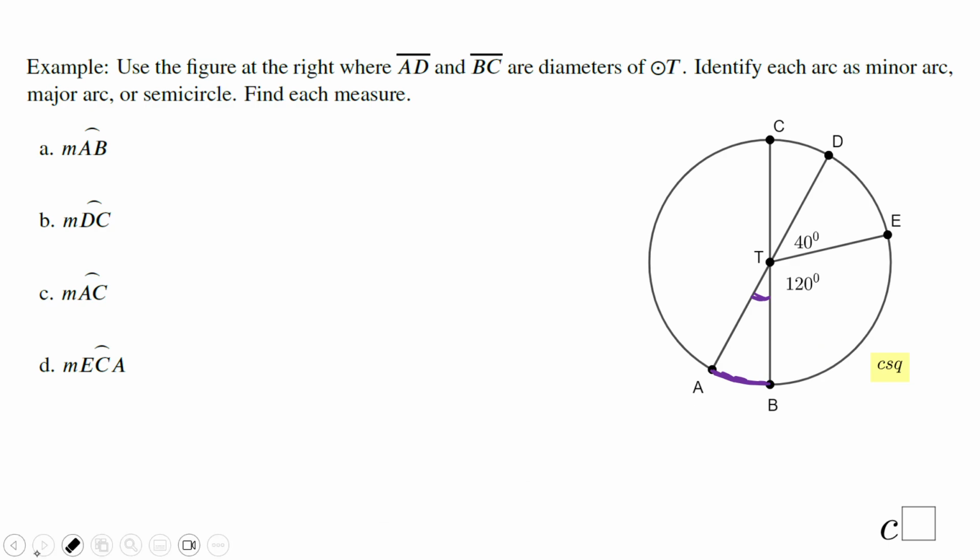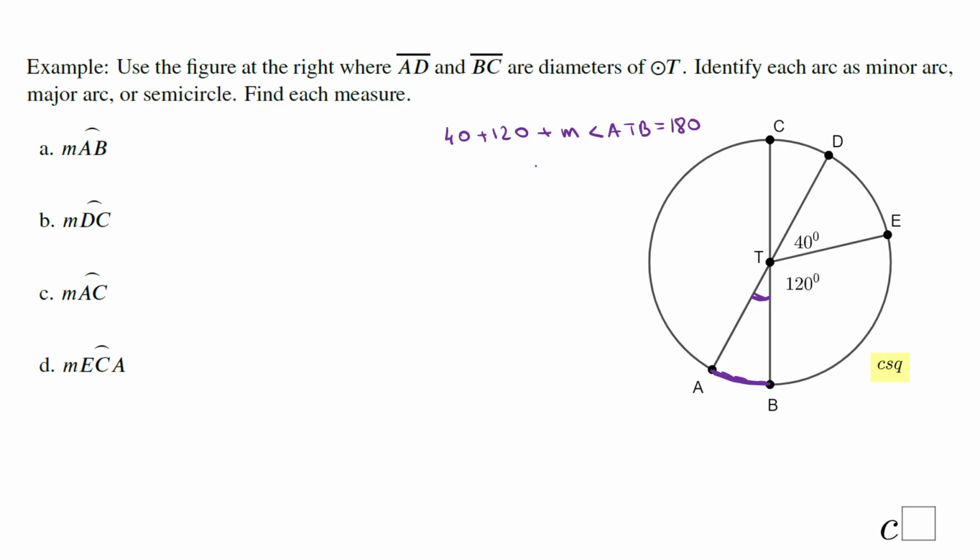So it makes sense to write this statement first. I'm going to put it here. 40 plus 120 plus the measure of angle ATB or BTA equals 180. Okay, so yeah, if we add these three angles, we should get 180.